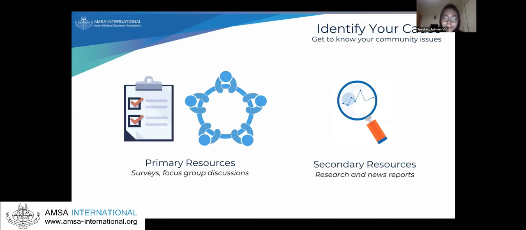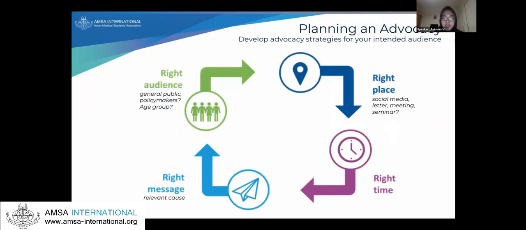So for primary resources, you can do surveys or focus group discussions, because now we're still in pandemic. You can do it online with Google Forms, Zoom, etc. And you can also validate your concern by looking at research and news reports. And after you identify your problem and also maybe think about some of the ways to solve that problem, the next step is to plan your advocacy.